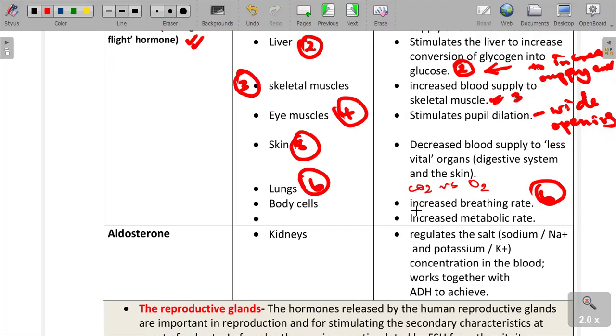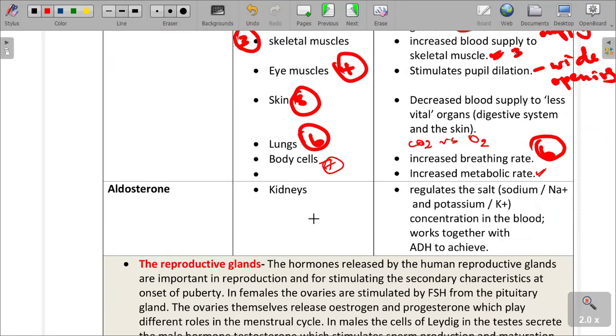Now, in terms of the body cells, it increases the metabolic rate in order to release energy, which is number seven, the last target of the adrenaline hormone. We have also the adrenal gland.